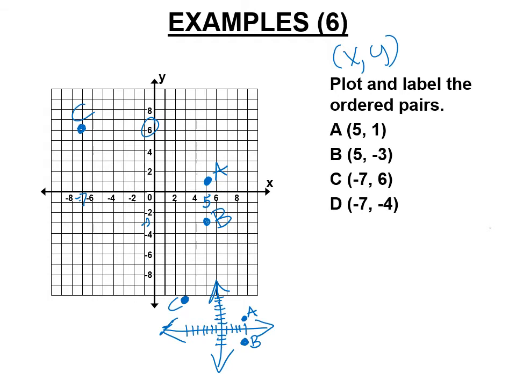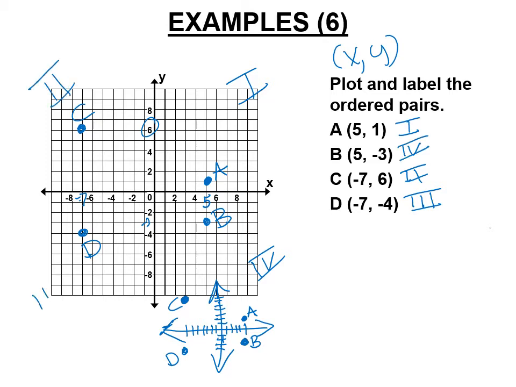D. Now we're at (-7, -4), and that's down there. -7, then 1, 2, 3, 4, -4 is D. Notice once again, A was in the first quadrant, both were positive. D was in the third quadrant, both were negative. C starts with a negative and ends with a positive, so it was in the second quadrant. And B started with a positive and ended with a negative, so it was in the fourth quadrant. I didn't do these in order. You need to know that.